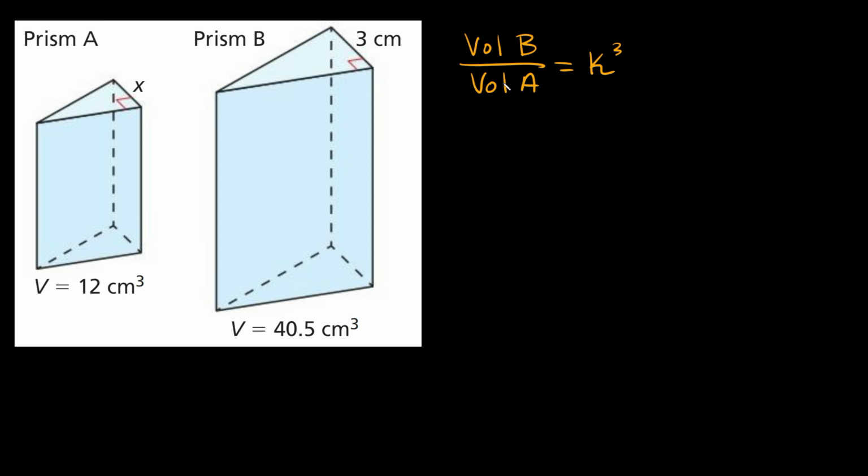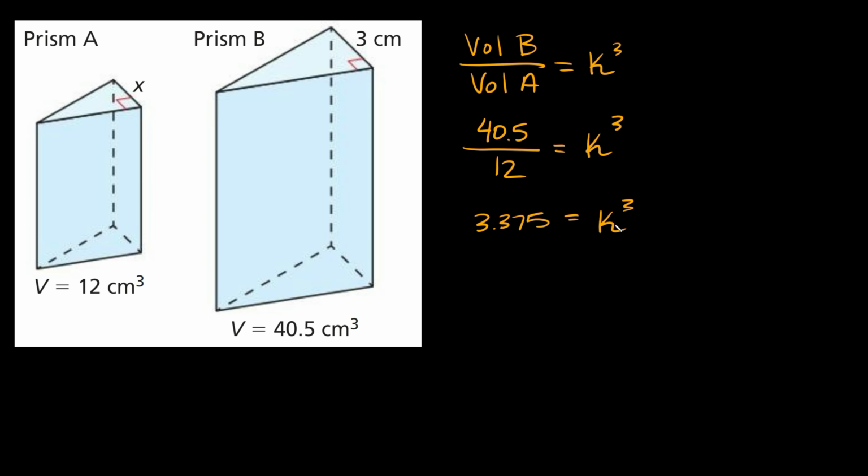Okay, so now that we have our formula set up, let's just plug in what we know. So first of all, the volume of prism B, what's given right here, right, is 40.5, and that's going to be over the volume of prism A, which is 12, and that's going to be equal to k cubed. Okay, now if we divide these, you're going to get that this is equal to 3.375, and again, that's equal to k cubed.